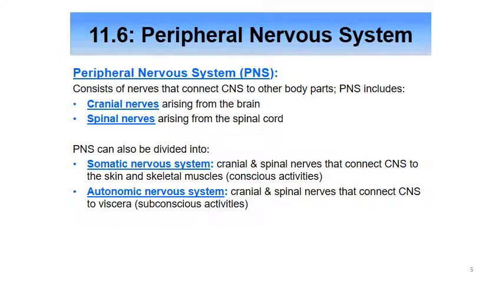Okay, so the peripheral nervous system we learned consists of the two types of nerves, cranial nerves and the spinal nerves. And we also did see that the peripheral nervous system can also be divided into the somatic. What somatic refers to is the skin, skeletal muscles, but the autonomic refers to your internal organs, like your heart, intestines, stomach, all those.